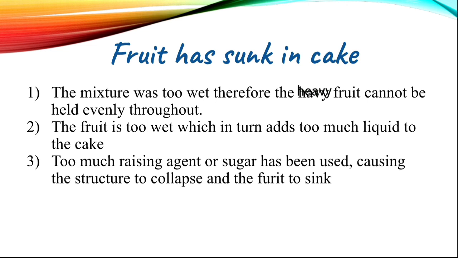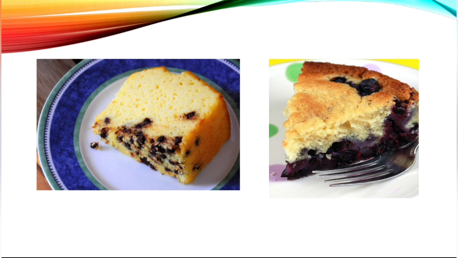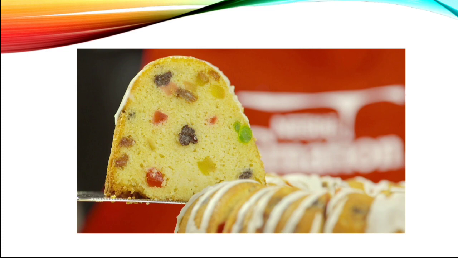One way to prevent this from happening is to lightly dust the fruit in flour, and what would happen is the fruit would then stick to the cake batter and it would prevent it from sinking. Now let's look at some images of fruits that have sunken to the bottom of the cake as opposed to one that is evenly distributed.